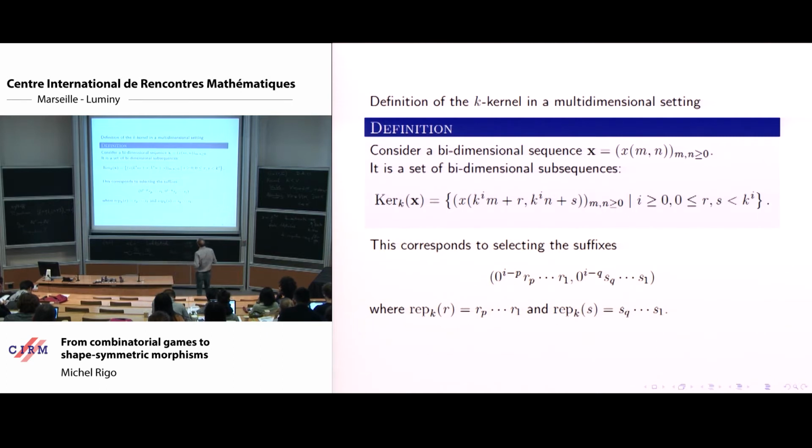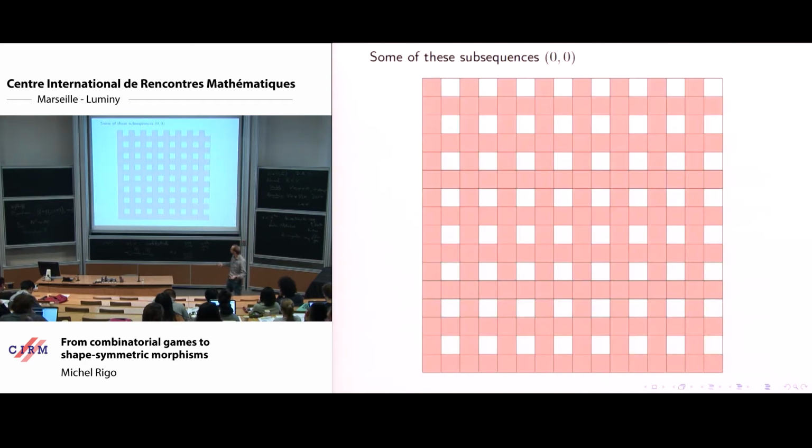So this means that if I'm interested in the remainder r and the remainder s after multiplying by k to the i, this just means that the 2 expansions I look at should end with 2 suffixes of length i, the representation in base k of r and the representation in base k of s. And so this just means the following. The k-kernel will contain all the subsequences like those. For instance, you take all the even entries for one of the coordinates and the even entries for the other coordinate.